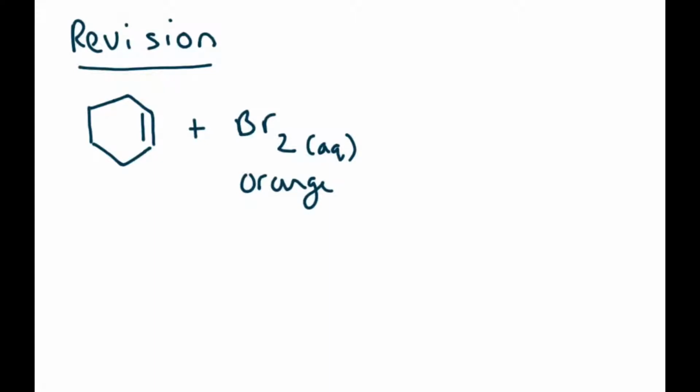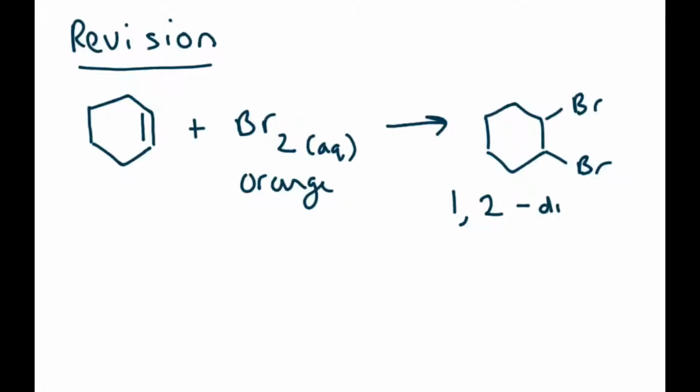Now do you remember what happens when you add bromine to an alkene? The double bond breaks and bromine is added across the double bond, and where the double bond was, you'd end up with a Br and a Br. This chemical is called 1,2-dibromocyclohexane. Do you remember the mechanism?